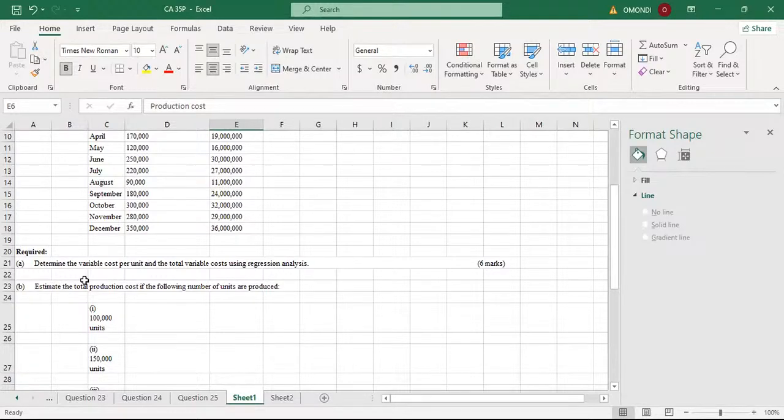You tell me, are you able to do this question now based on what we've learned? Are you able to get the variable cost per unit? Are you able to get the total variable costs using regression analysis? If yes, can I have one person sharing with us their screen, then clearly taking us through that procedure?